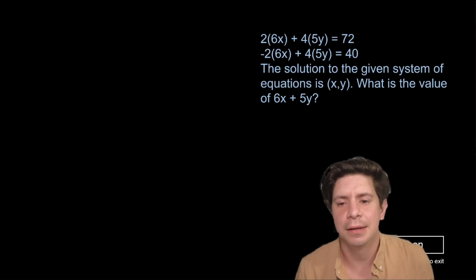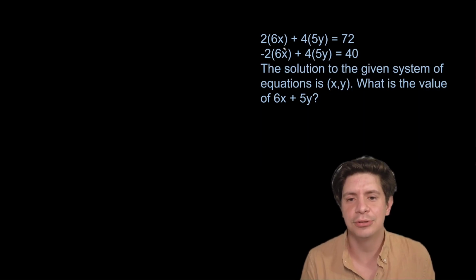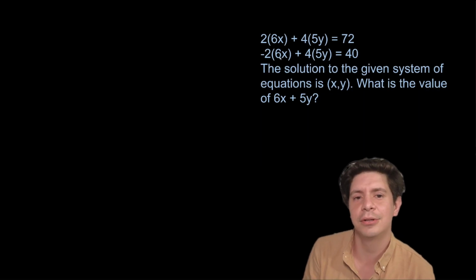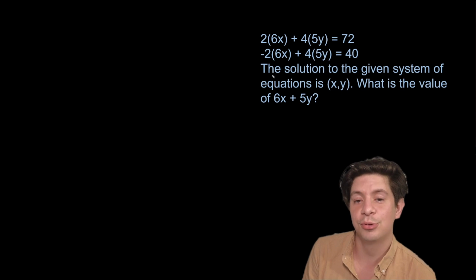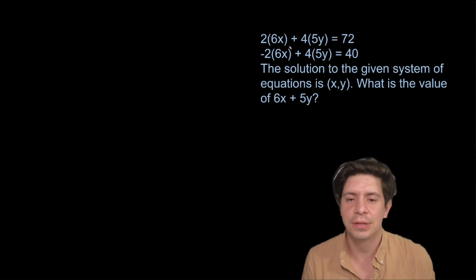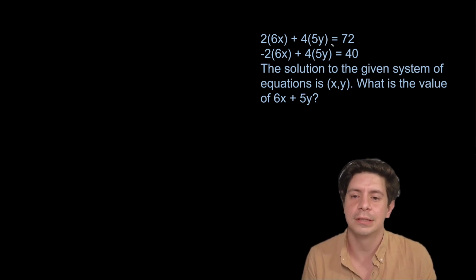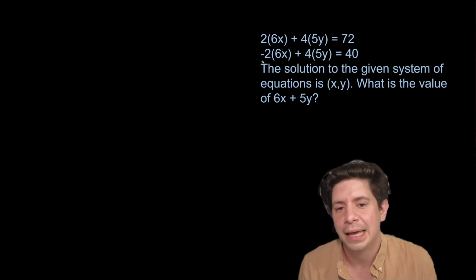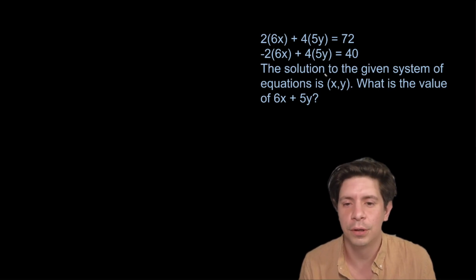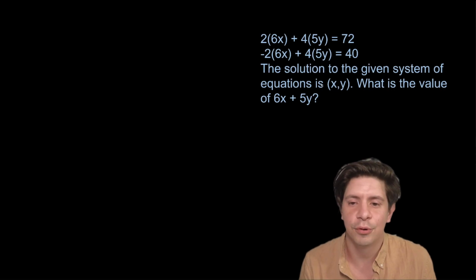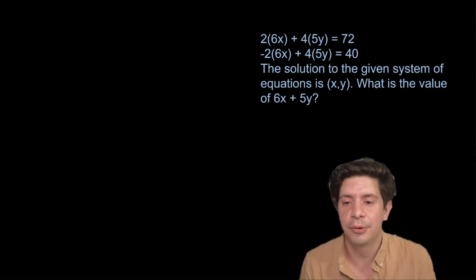All right, and we have our last one here, an interesting systems of equations question. I'm going to do it one way, and then I'll show you how to do it on Desmos. 2(6x) plus 4(5y) equals 72. And then we have negative 2(6x) plus 4(5y) equals 40. The solution to the given system of equations is (x, y). What is the value of 6x plus 5y?